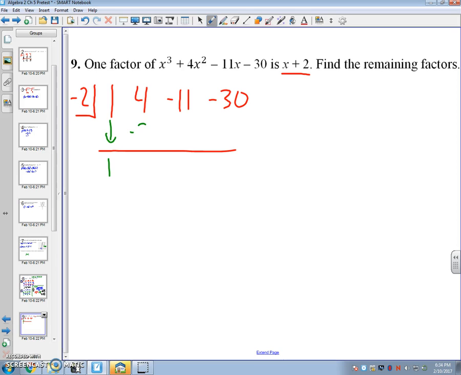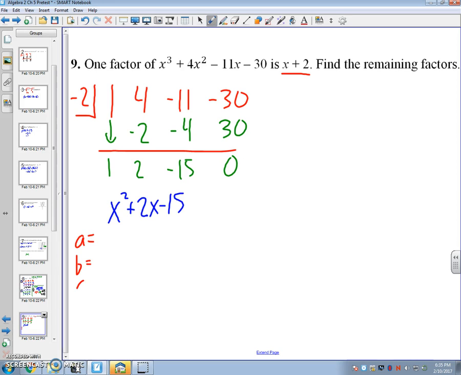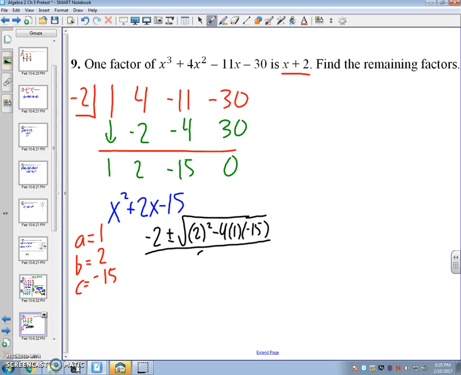Drop this, multiply, add, multiply, add, multiply. Good. Got a 0. So we have a quadratic, and the degree goes down by 1 each time. So plus 2x minus 15. Now that we're quadratic, we can go straight to quadratic formula. So a, b, c. A is 1, b is 2, c is -15. Plug it in. Opposite of b plus or minus square root of b squared minus 4ac all over 2 times a.